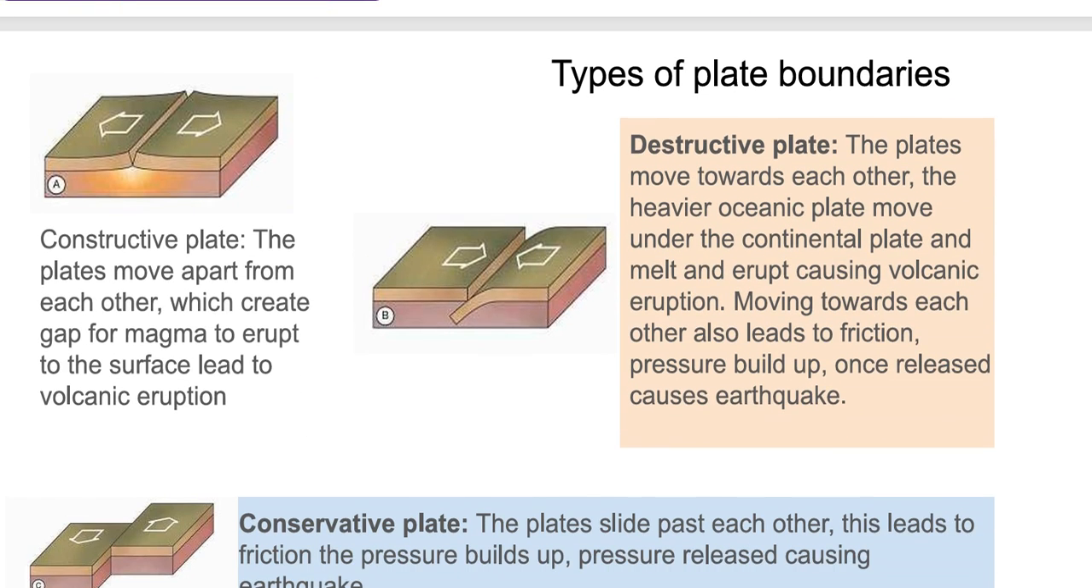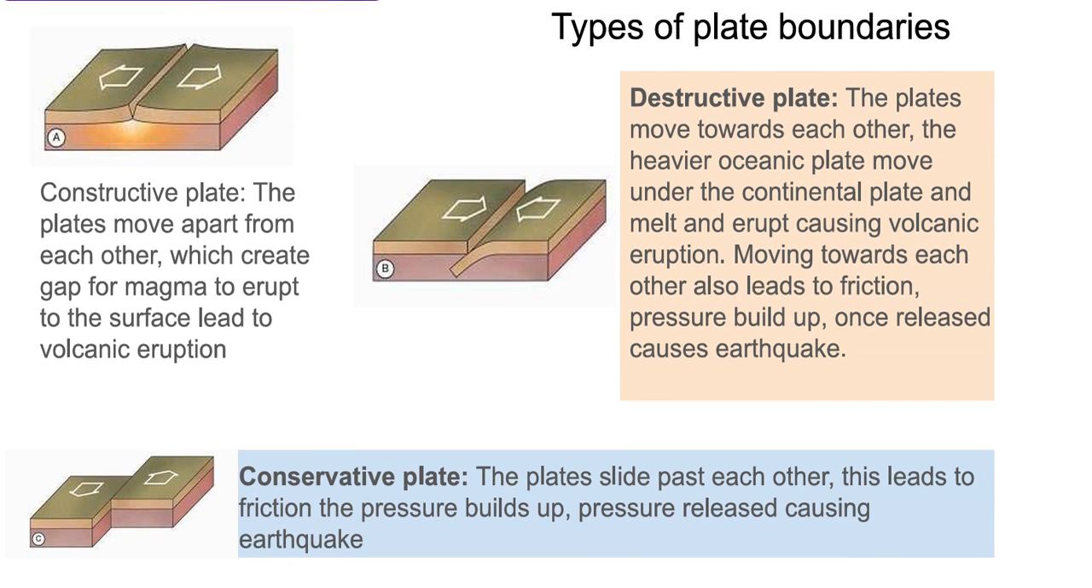Now, the next thing is types of plate boundaries. There are 3 major types of plate boundaries you need to know. 1 is the constructive plate boundary. As you can see from this diagram, a constructive plate boundary is where the plates move apart from each other. So the plates are moving away from each other. Now, this will create a gap. So as they move away, it creates a gap here. And there is magma from the mantle here. Magma from the mantle can easily escape through the gap to the surface, leading to volcanic eruption.